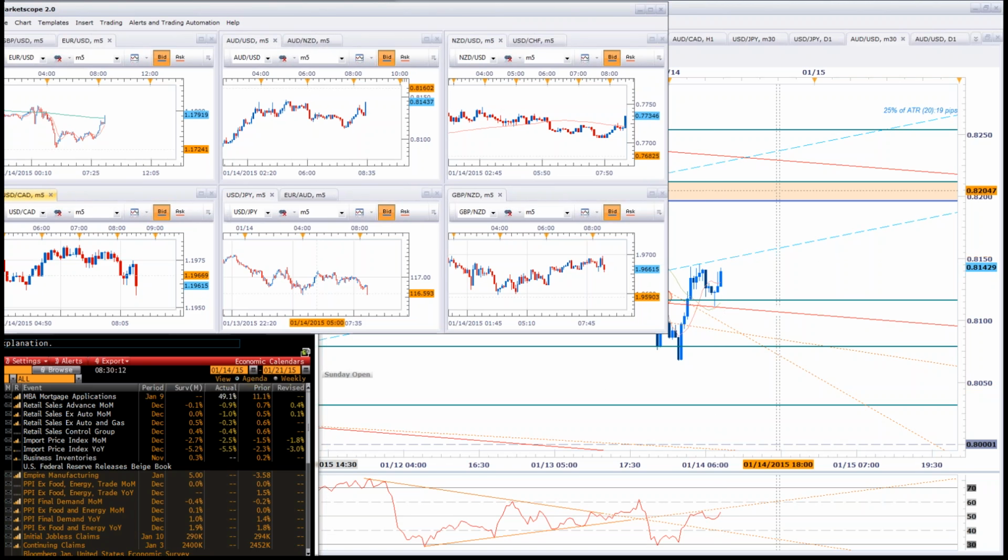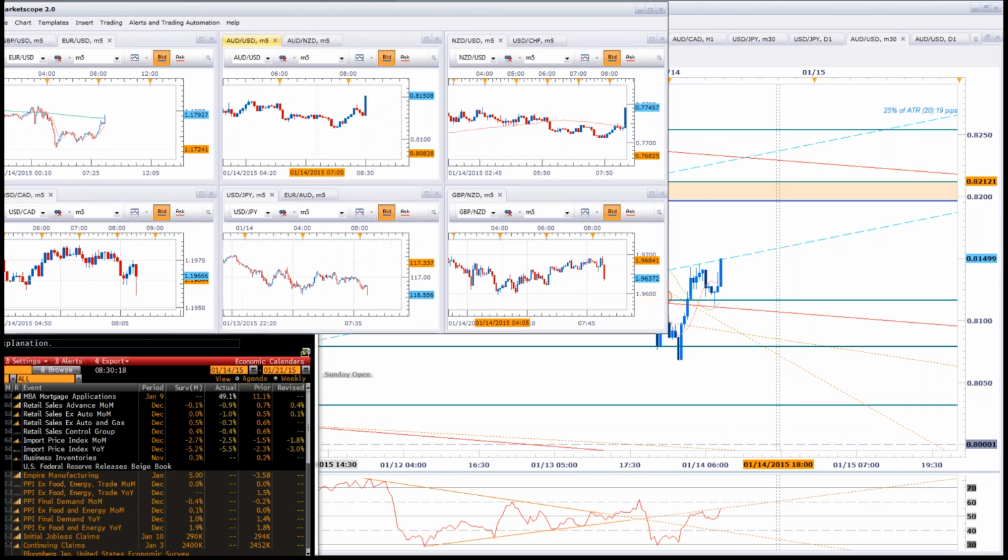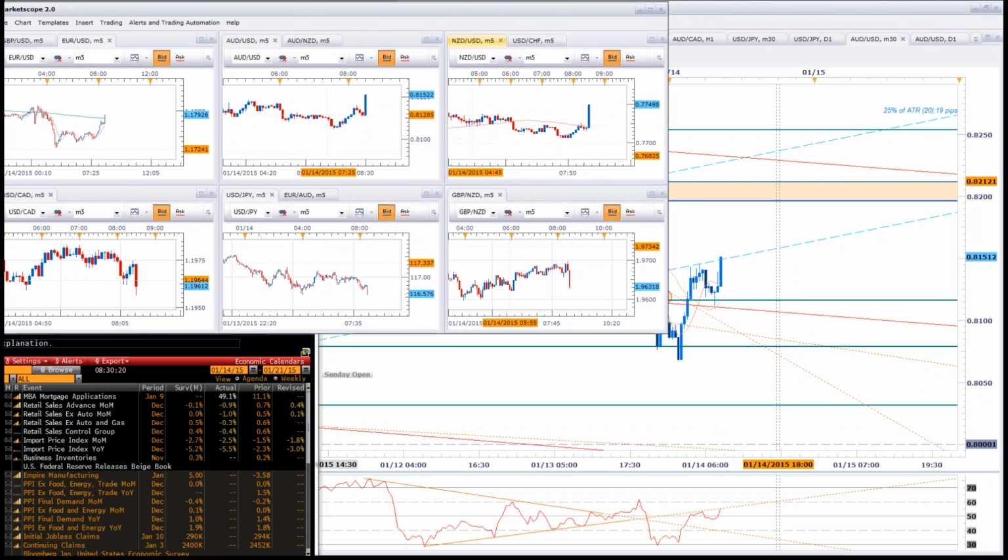If it does break, you're looking for a possible recovery right back into 82, or this region around the 82 handle. On these types of prints, I don't like to jump in right off the bat. Want to see if the market levels off here, but you do have core ex auto and gas coming in also weaker than expected, negative 0.3% versus 0.5.